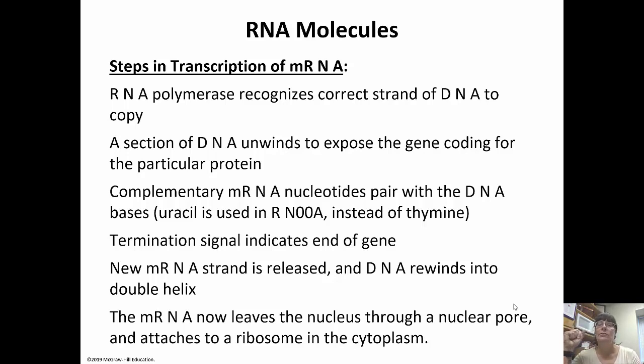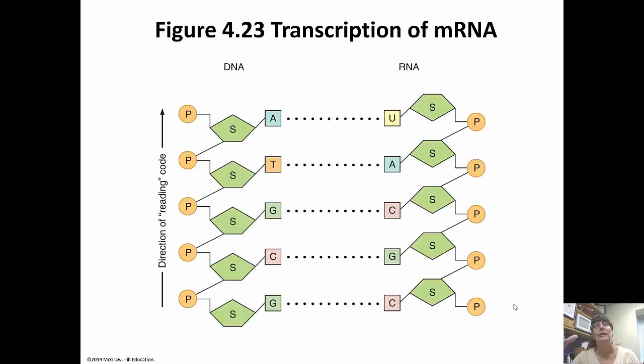The complementary messenger RNA nucleotides will pair with the DNA bases. Uracil, remember, instead of thymine. A termination signal is going to indicate that's where the gene ends. And then the new messenger RNA strand is going to be released. And then the DNA winds back up. The messenger RNA leaves the nucleus through a nuclear pore and is going to attach to a ribosome in the cytoplasm. So this is just showing you RNA bases that match DNA.